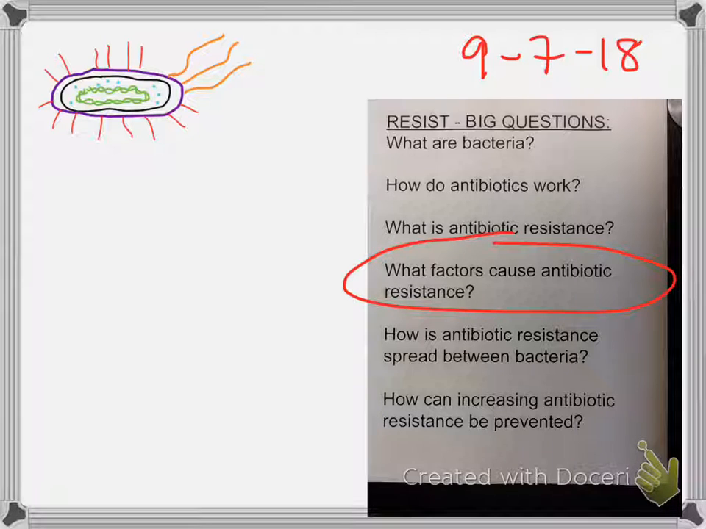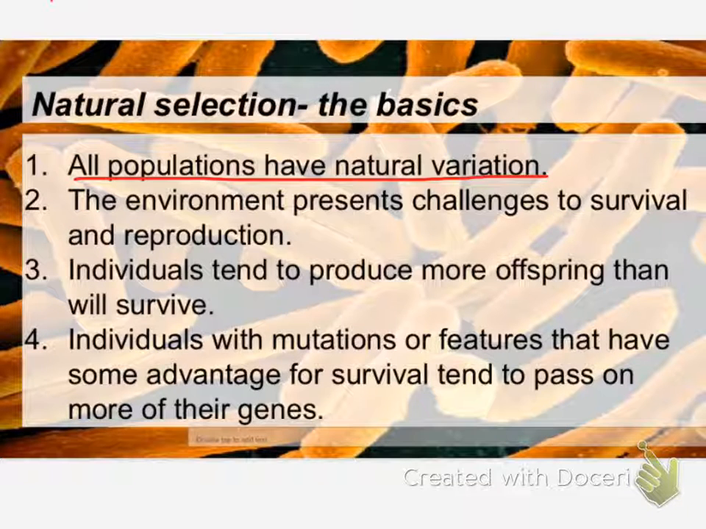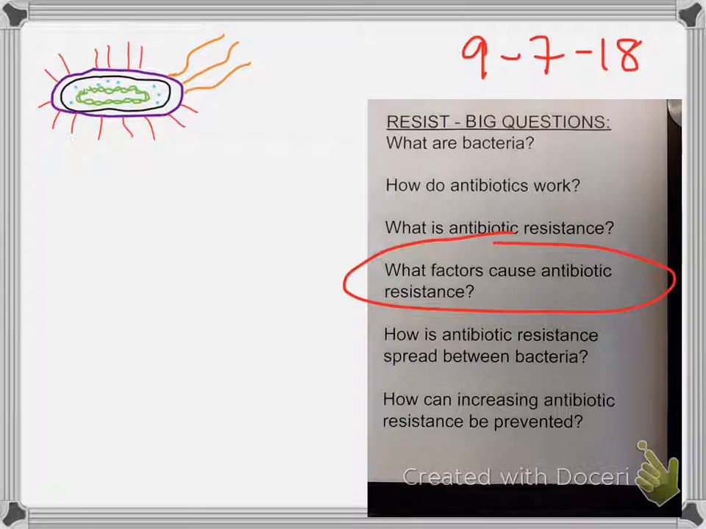And now what we're working on is this: what factors cause that resistance? So we said it's natural selection. We kind of gave the answer ahead, but we've got to figure out how that works. So we said all populations have natural variation. And I've got my beautiful little bacteria right there, and we're not really interested in one individual bacteria.